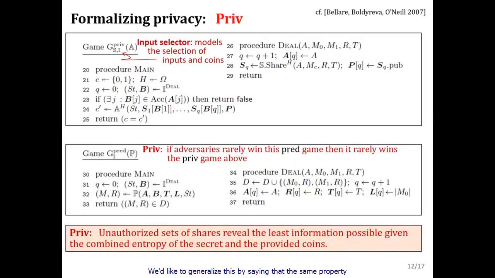This is sometimes called a left or right style definition. We'd like to generalize this by saying that the same property continues to hold even if the adversary knows and chooses the coins R. But that's asking a little too much, because an adversary who fully knows the left and right queries and the coin tosses necessarily will be able to tell from an unauthorized set of shares which messages got shared out. So we formalize that if the message and the coins together are unpredictable, then the adversary can't do well with the left or right game I've described. In brief, we demand the maximal privacy possible given the joint distribution on messages and coins.